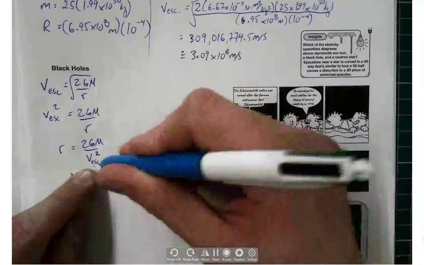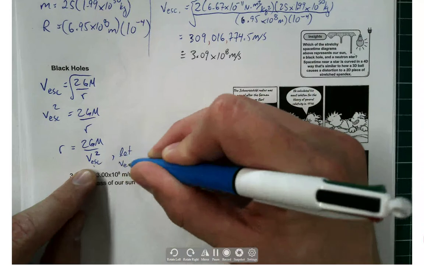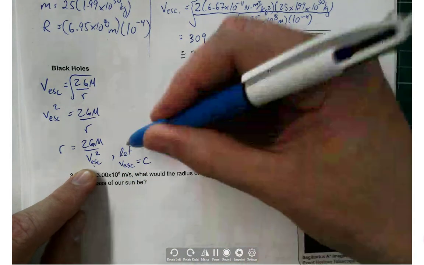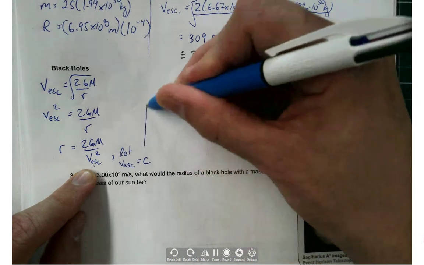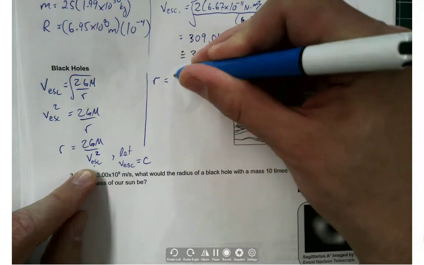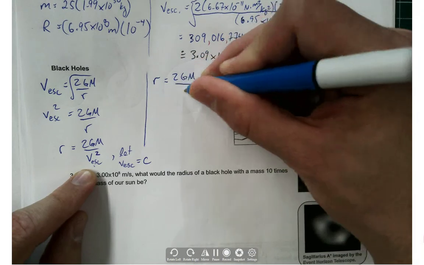So if we want to talk about the radius from which not even light could escape, we're going to sub in, instead of v escape, let v escape equal c, where c is the stand-in for the speed of light. So if I sub that in, I get r equals 2GM over c squared.